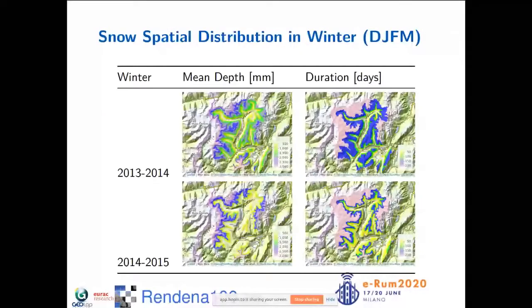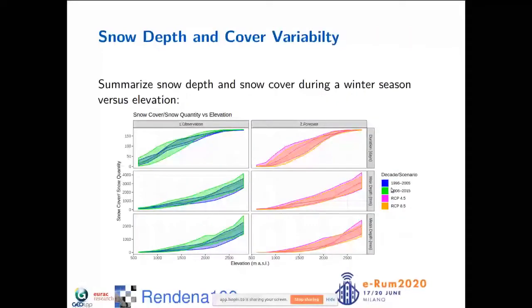These are a snapshot of this study, which are the mean snow depth and the snow duration aggregated after retrieving the data through R for this winter. And here is a further summary of snow depth and snow cover as a function of elevation, in two decades, and possible future climate change projections.